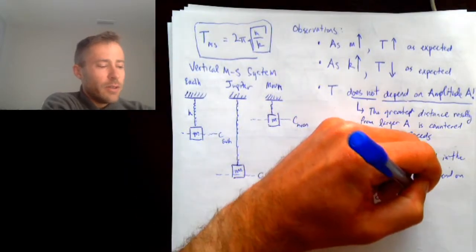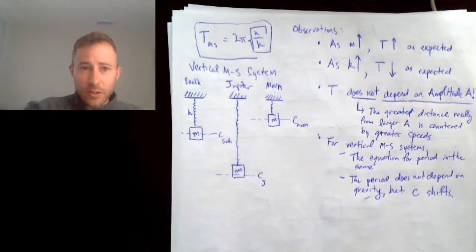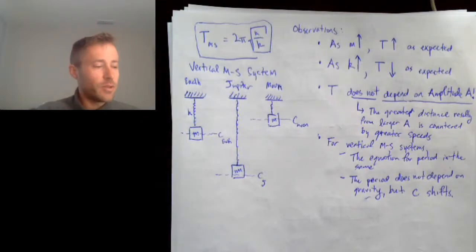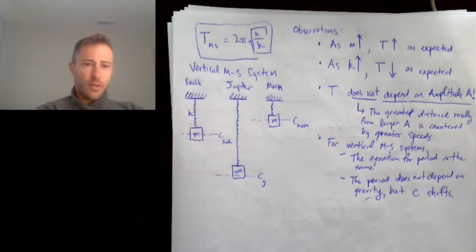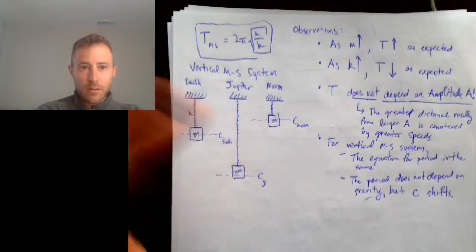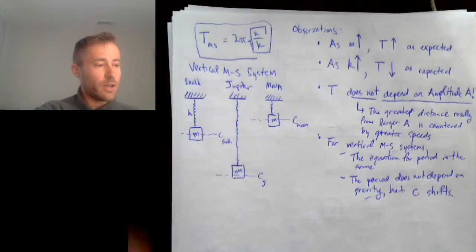But the equilibrium position shifts. So the period does not depend on the amount of gravity, but the equilibrium position does depend on the amount of gravity. Okay? So we're going to be studying the mass spring system a lot more next week, but I just wanted to show you this equation for today.